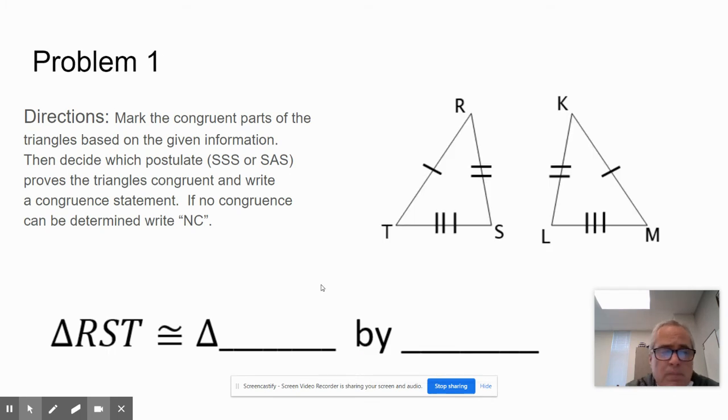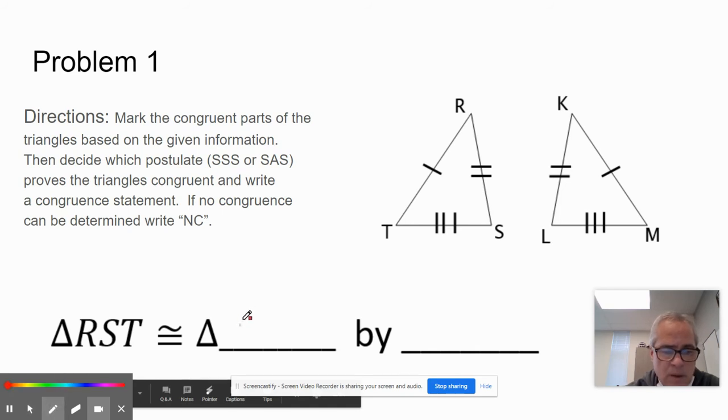Let's look at the next one. It says mark the congruent parts of the triangle based on the given information, then write the postulate. Well, everything is marked as far as the sides. There's no angles to mark because I don't know anything about the angles, but are three sides of one triangle marked congruent to three sides of another triangle? Is that enough? Yes, it is. Okay, so now my only task is to get the correspondence in the right order.